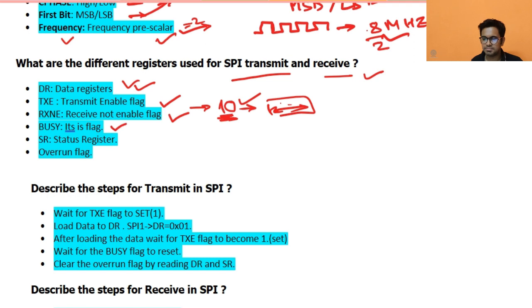Just remember, the data register is common, and it is used for sending and receiving. Then busy means simply that the slave or the master is busy. SR is the status register, the status of the slave, whether the communication is active or not. And then there is an overrun flag. So all these things will be utilized in transmit and receive.